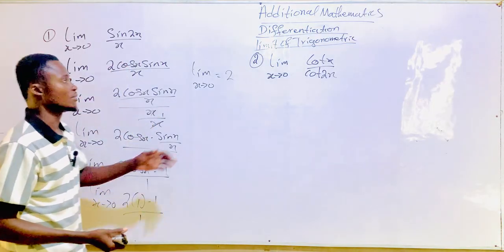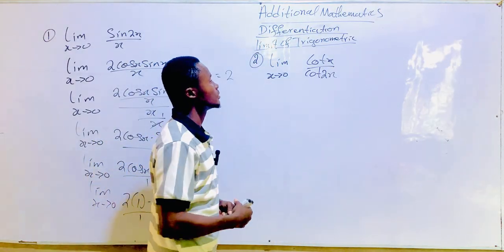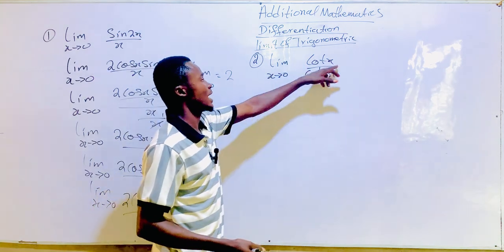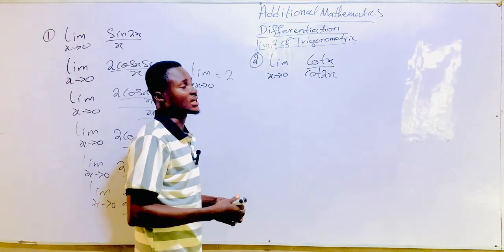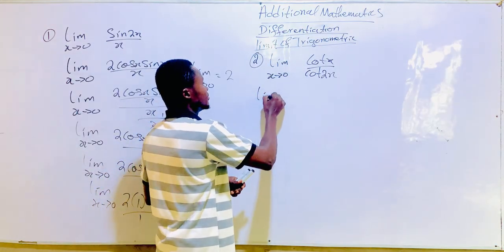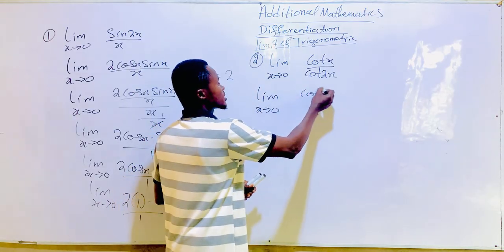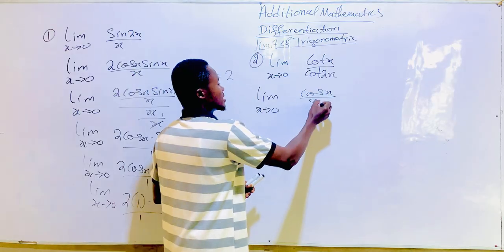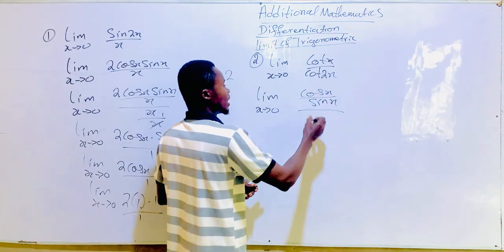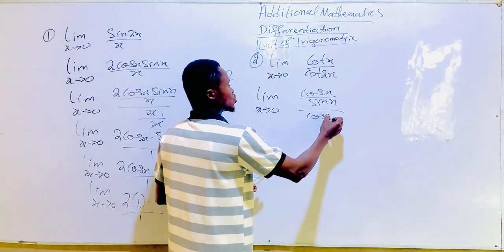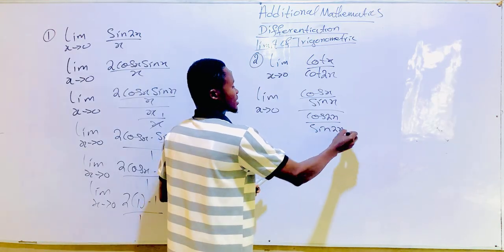Now let's take a look at example 2 here. In example 2, we have the limit as x approaches 0 of cot x all over cot 2x. So what do we do here? Cot x is giving us cos x all over sine x, and the same cot, but now with 2x, will be cos 2x all over sine 2x.